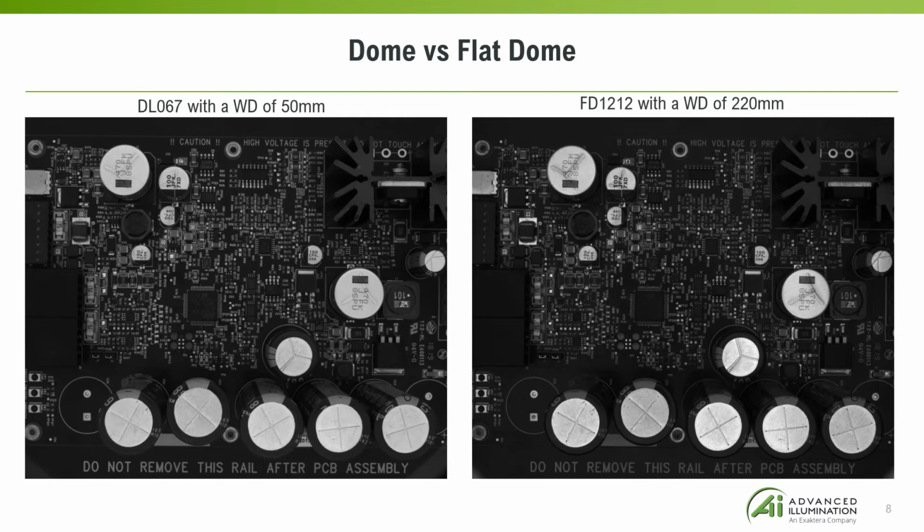Here you can compare two images and see that they are very similar. While the height of the light working distance has changed, the camera working distance remained the same. Again, to emphasize the point that the greater the working distance with a flat dome, the more that you have to oversize the light to achieve the same result.